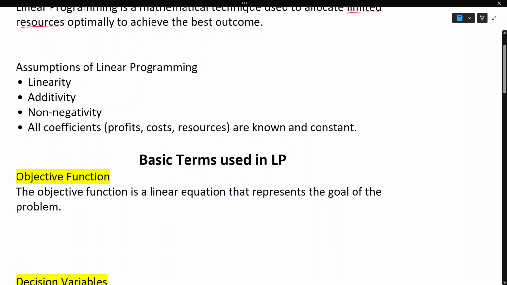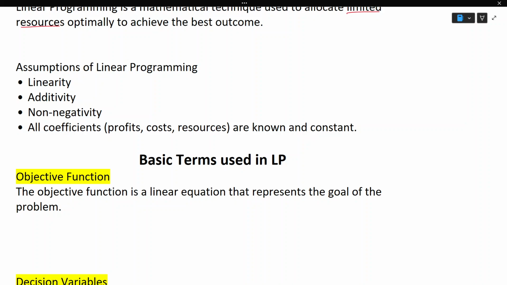One is linearity. For the linearity assumption, it assumes that there is a linear relationship between variables. As one increases, the other also increases; as one decreases, the other decreases. Then there is additivity: the combination is the individual summation of the resources.